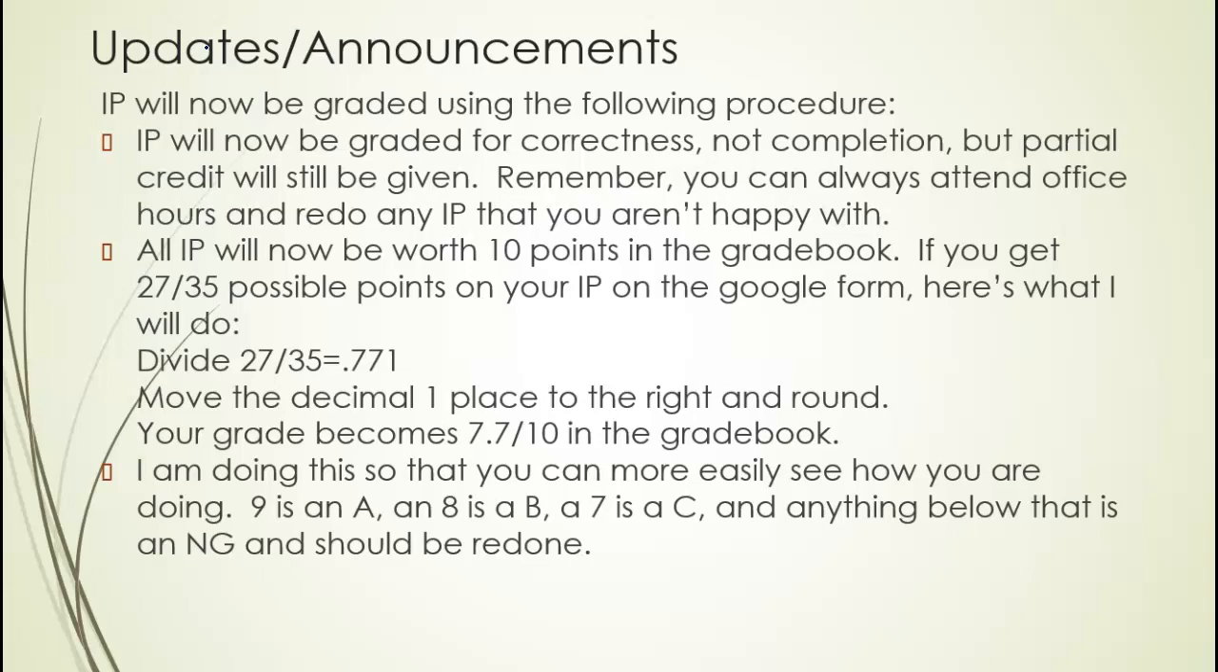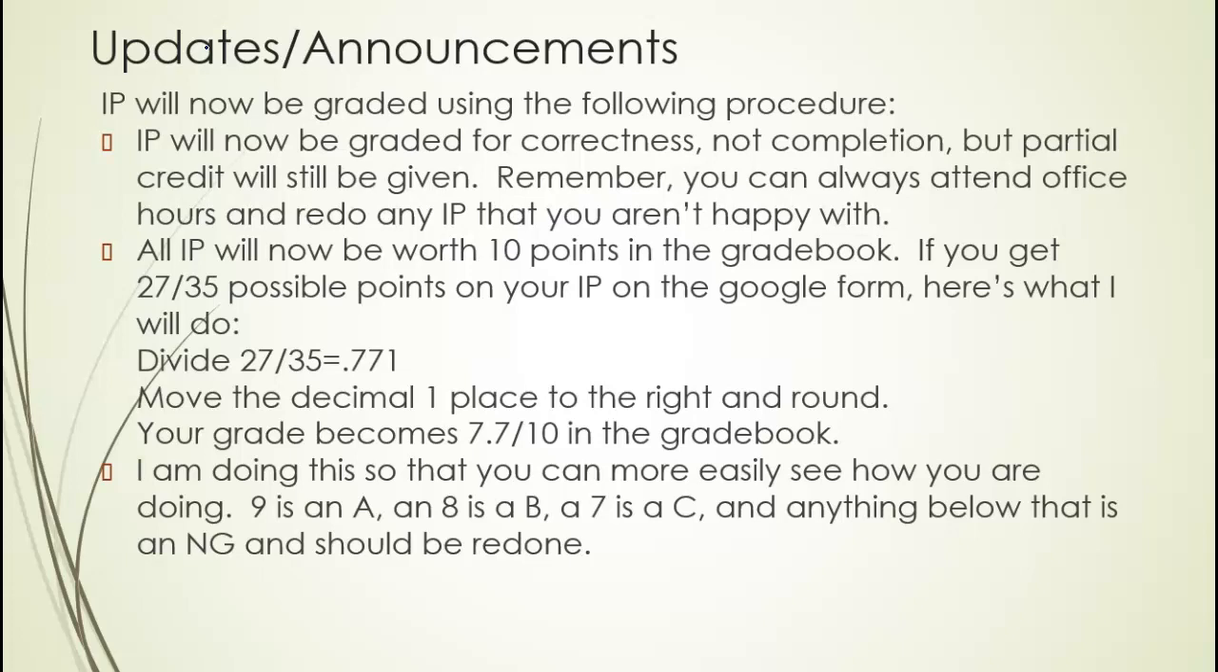Here is an IP announcement. This has been on the last couple of lessons, so I'll just quickly go over it. IP will now be graded for correctness, not completion. Remember, you can always attend office hours and redo any IP that you aren't happy with. All IP will now be worth 10 points in the gradebook. If you get, for example, a 27 out of 35, I'll divide 27 by 35, move the decimal one place to the right and round, and your grade will become a 7.7 out of 10 in the gradebook.